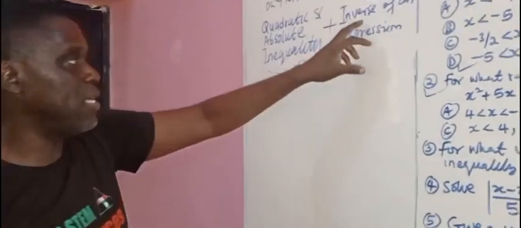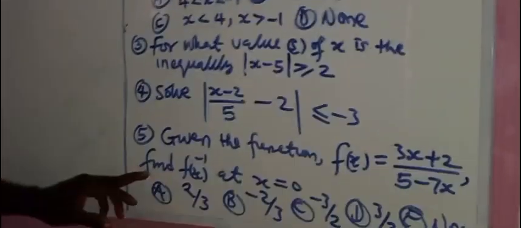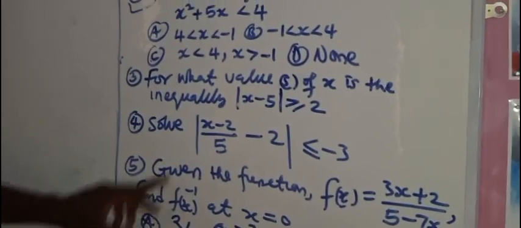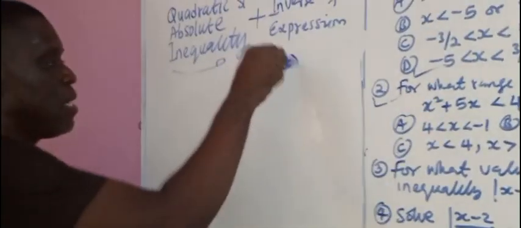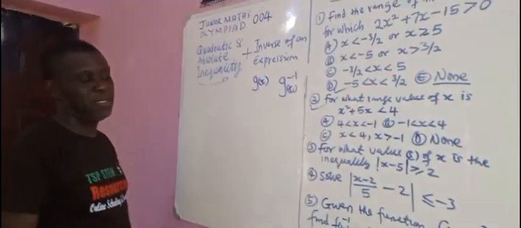Now, the last one, inverse of an expression. Given the function f of x equals 3x plus 2 over 5 minus 7x, find f of x raised to power minus 1. That's the meaning of inverse. If I give you g of x and I ask you to find g of x raised to power minus 1, it means inverse.